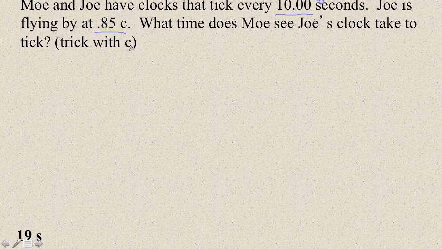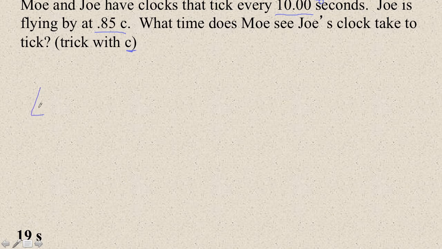And there's a trick with the speed of light, which I think we've already used. Okay. So this is just straight up time dilation. Since Joe's clock is moving, it's going to move slower. The time travels slower, so it's going to take more than 10 seconds for us to see his clock register 10 seconds. Okay, so let's just set that up.